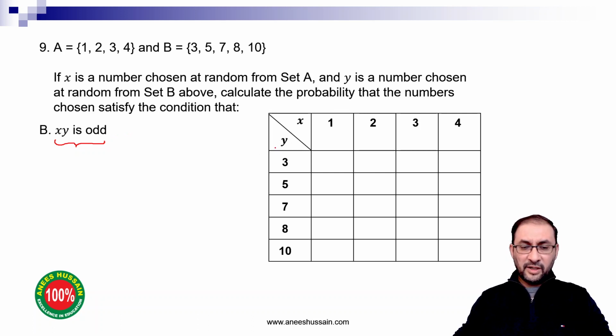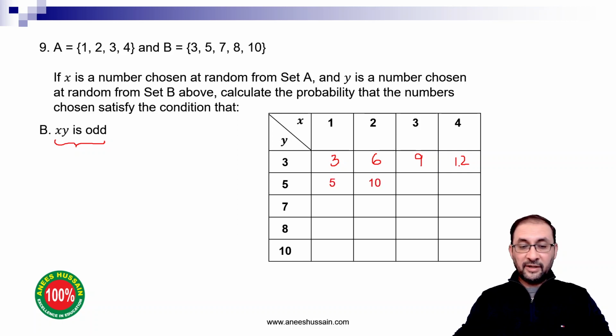If x is 1 and y is 3, then 1 times 3 would give you 3. If x was 2 and y was 3, you'd get 2 times 3, which is 6. If x is 3 and y is again 3, you get 3 times 3, which is 9. And if x is 4 and y is 3, we get 12. So in the first output row, we have 3, 6, 9, and 12. Now let's fill in the remaining output rows as well.